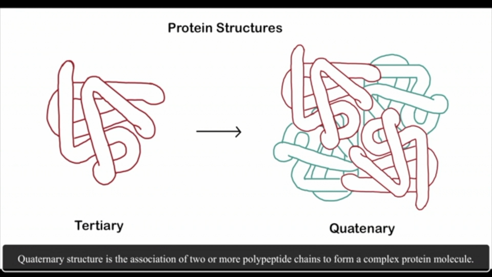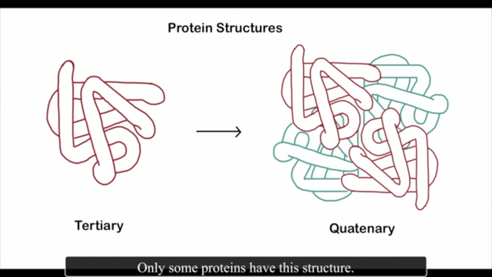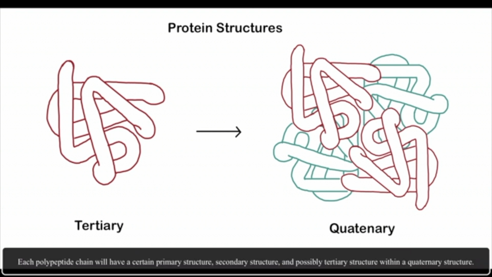Quaternary structure is the association of two or more polypeptide chains to form a complex protein molecule. Only some proteins have this structure. Each polypeptide chain will have a certain primary structure, secondary structure, and possibly tertiary structure within a quaternary structure.